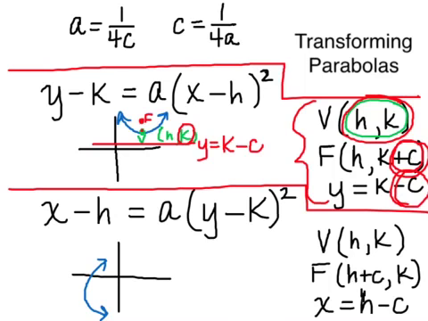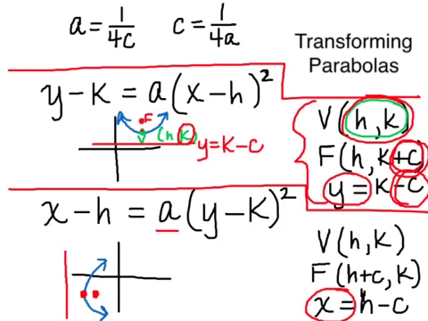So this, let's say, is an opening right parabola, so a is positive. That puts the focus inside the parabola to the side of it, and it puts the directrix back here as a vertical line. So the directrix changed to an x equals instead of a y equals, because it is now a vertical line instead of a horizontal line.